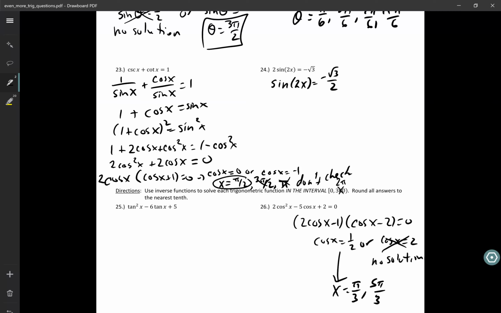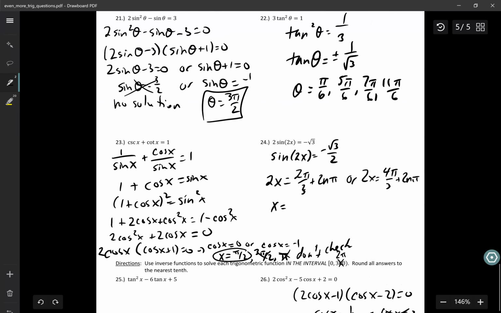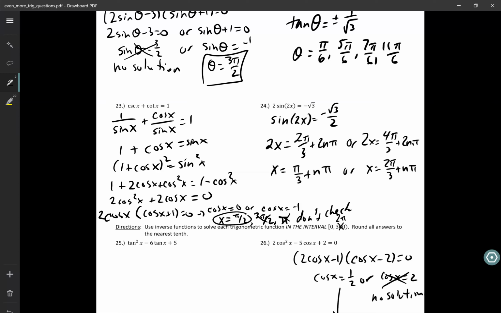Sine is negative in quadrants 2 and 3. The angles that give me a root 3 over 2 would be pi over 3 angles. So in quadrant 2, we have 2 pi over 3. In quadrant 3, we have 4 pi over 3. And then we divide by the 2 and get pi over 3 plus n pi, 2 pi over 3 plus n pi. And let's see what the directions say. All in the interval from 0 to 2 pi.